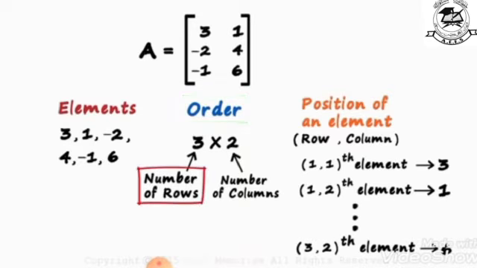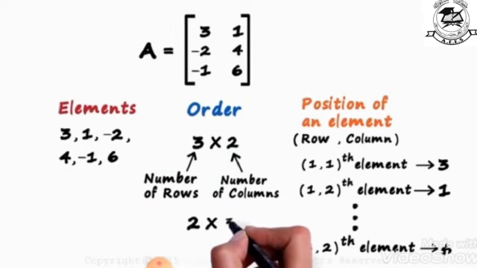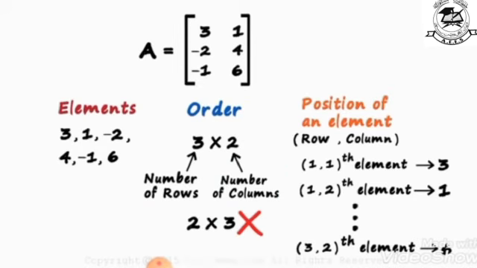Order of a matrix A. First we write number of rows, then number of columns. If we write 2 into 3, this is wrong, because first we have to write rows, then columns.